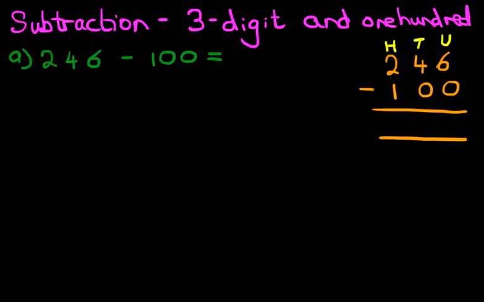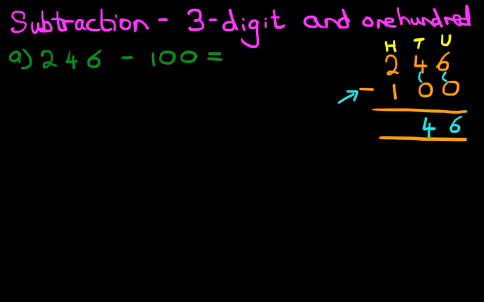We can now go ahead and do the calculation. As always, we start with the column on the right hand side. Remember, we are minusing. So let's begin. What is 6 minus 0? That's right, the answer is 6. The tens column. What is 4 minus 0? That's right, the answer is 4.